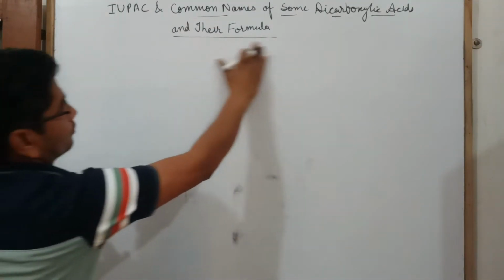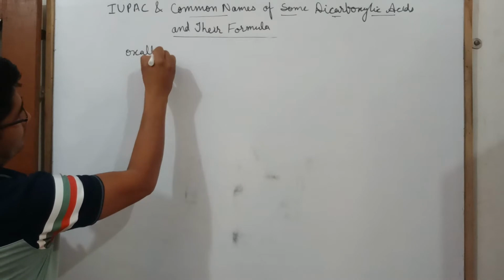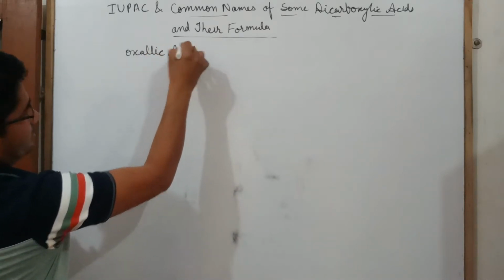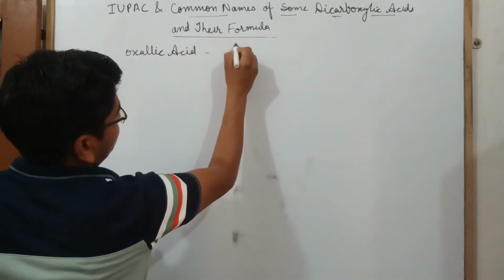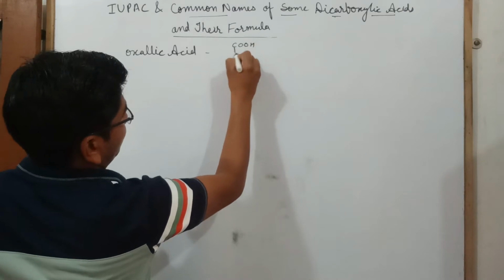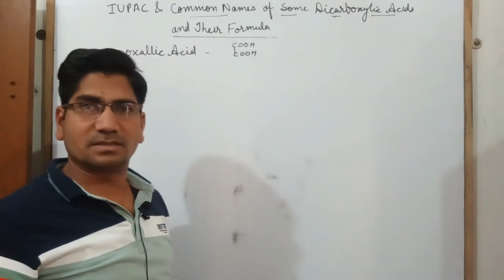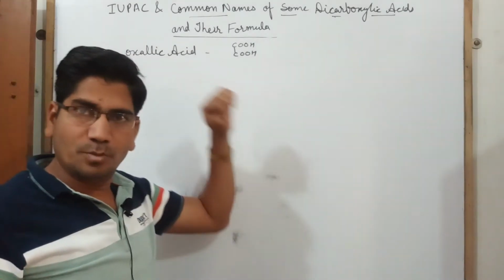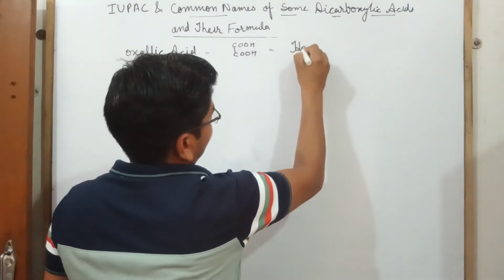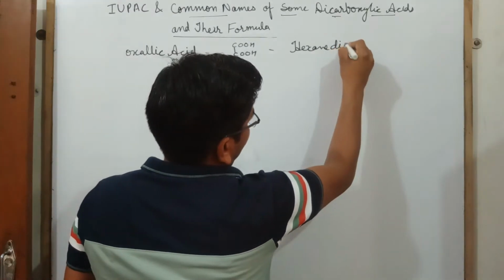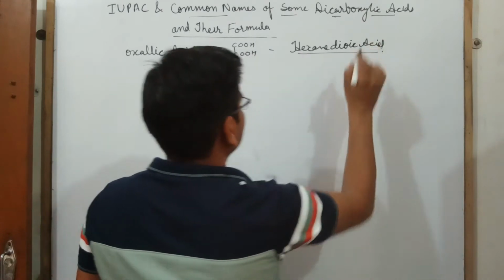Here I'm going to write oxalic acid. The common name will be oxalic acid, and the chemical structure of oxalic acid is COOH and COOH. The IUPAC name of this compound, two carbons are there, so the IUPAC name will be hexane dioic acid.